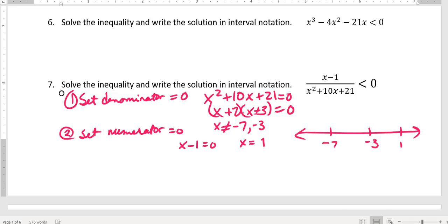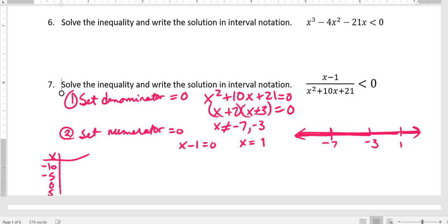Before, I tend to use my calculator to help me, or I can use a table with each interval. So I'm going to pick x's that are in each interval. I can pick any number that's on this part of the number line, so I'm going to pick negative 10. Then for this part, I'll pick negative 5, for any number between negative 3 and 1, 0, and for any number bigger than 1, I'm going to pick 5.